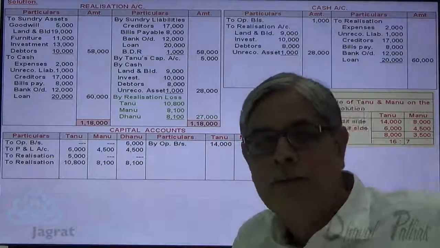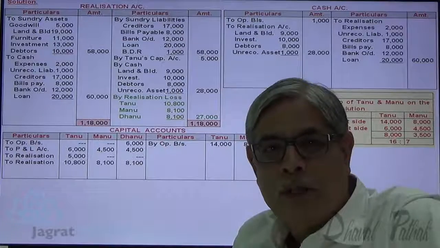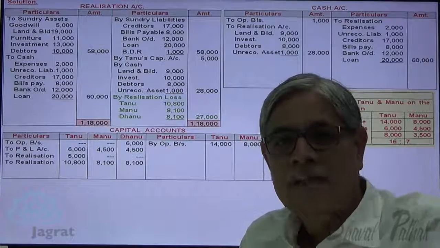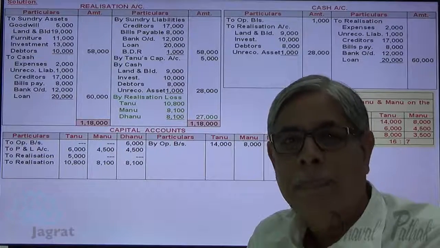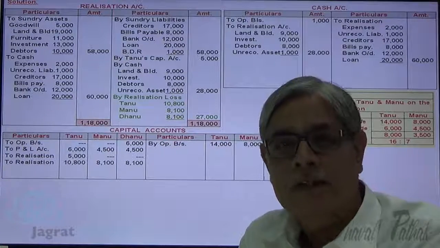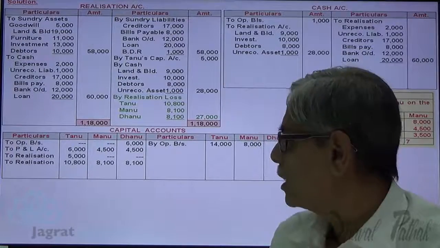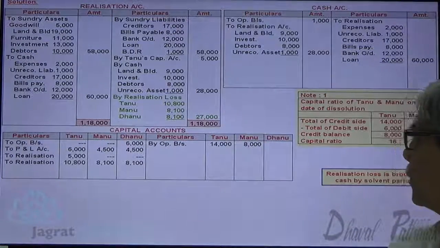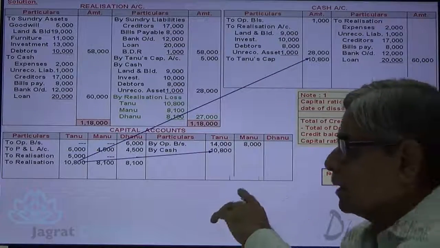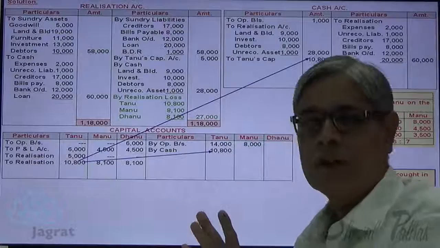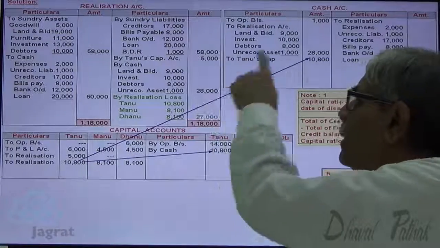Now here I am required to apply the decision of Garner versus Murray. As per the Garner versus Murray decision, solvent partners are required to bring cash equal to the realization loss sustained by them. Journal entry for that is cash account debit to Tanu's capital account credit. Tanu is the solvent partner. His share in realization loss is 10,800. He has to bring cash for that.